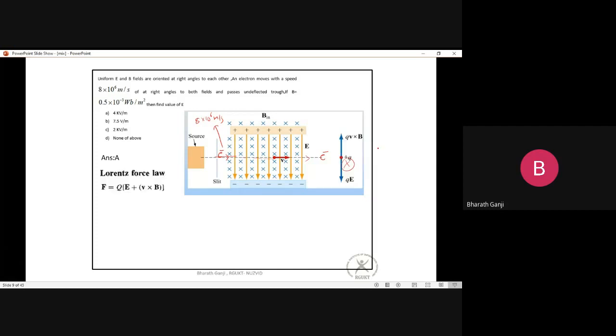So the answer comes from the Lorentz force equation. Say, for example, a positive charge is flowing here, traveling with a velocity v. Then what is v cross B? So there will be a magnetic force as well as an electric force. Suppose it is a positive charge.